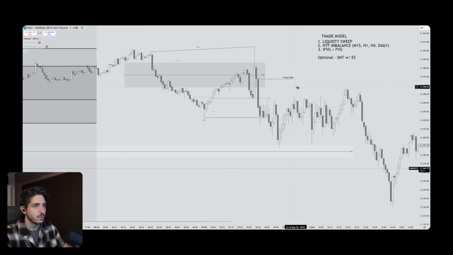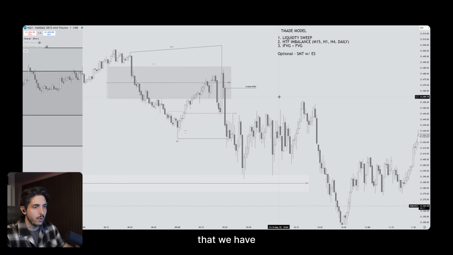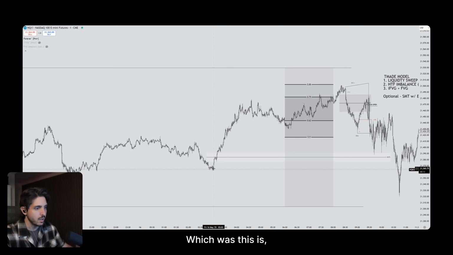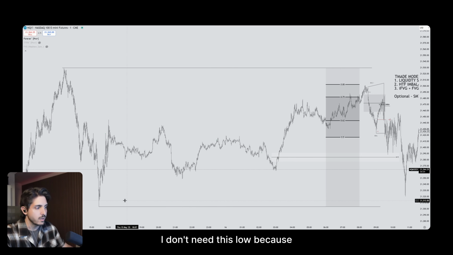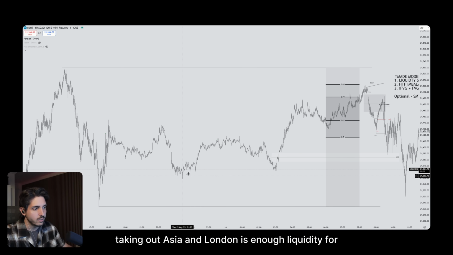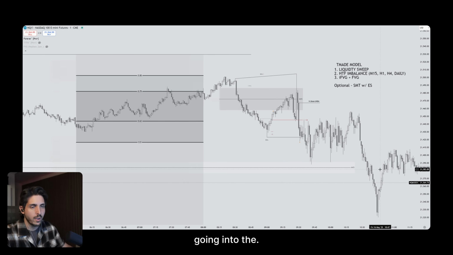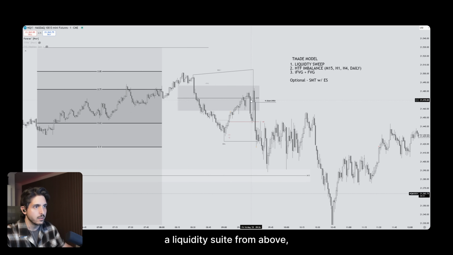Okay, beautiful. So what I'm seeing at 9:30 at the open is that we have these lows here, which is Asia low and this is the London low. So we have both of these lows, and I'm also looking at this low. Now, I don't need this low because for me, taking out Asia and London is enough liquidity for a push higher. So going into Friday, that's what I was looking for: a liquidity sweep from above, tapping into a higher time frame gap, which we do right here.